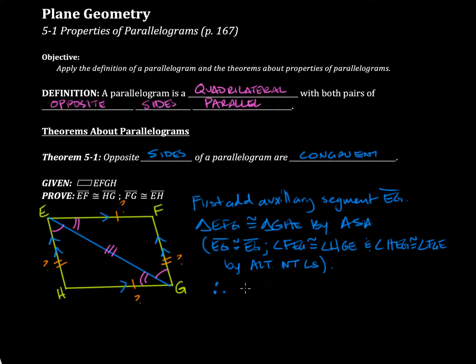Therefore, EF is congruent to HG and EH is congruent to FG by CPCTC. So there's a proof. It's more of a paragraph style proof, not a two-column proof, but it gets the job done. It explains that by drawing that auxiliary segment EG, we have two congruent triangles by ASA, and then by CPCTC, we can prove that the opposite sides of any parallelogram will always be congruent.